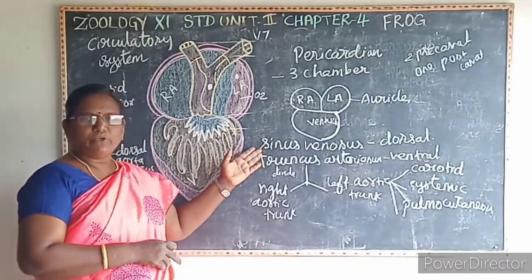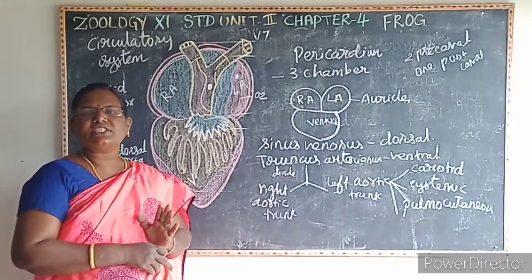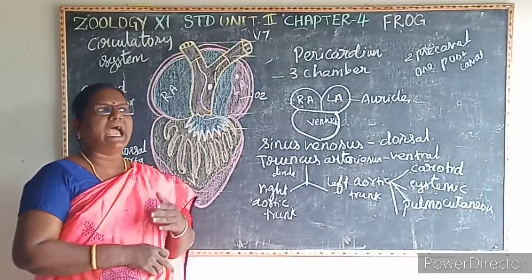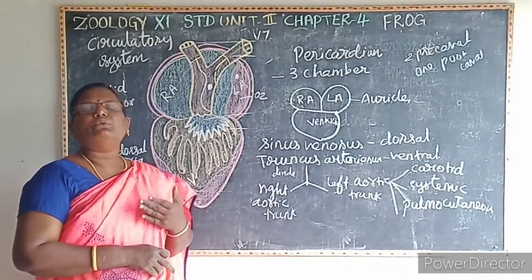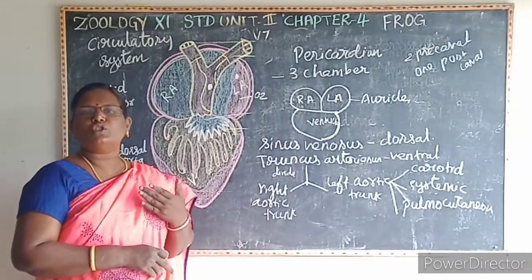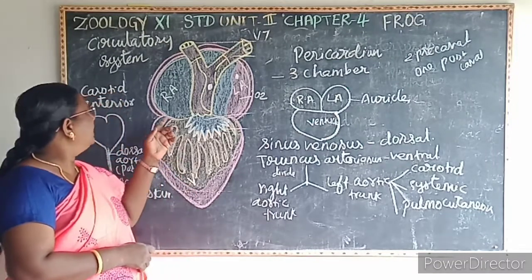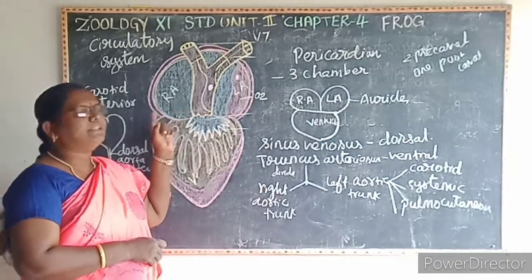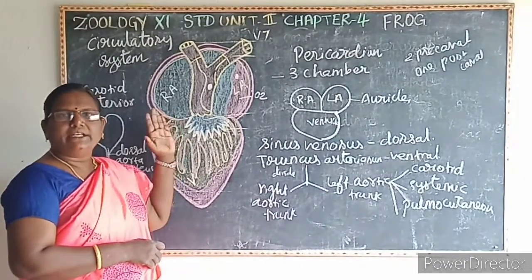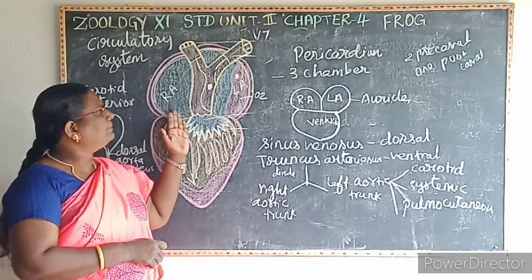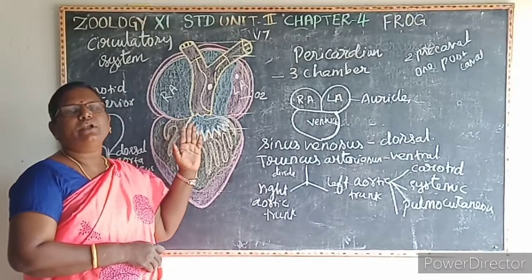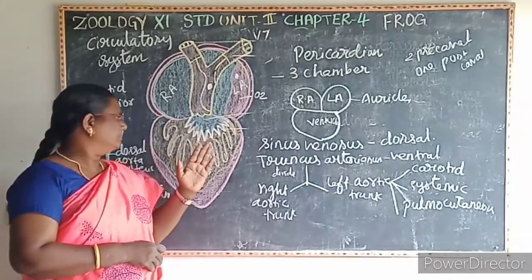Then this sinus venosus receives deoxygenated blood from the 2 precaval veins, that is from the anterior region of the body, and 1 postcaval vein from the posterior region of the body, and delivers the deoxygenated blood into the right auricle. At the same time, when the right auricle is filled with the deoxygenated blood, the left auricle is filled with the oxygenated blood through the pulmonary vein.